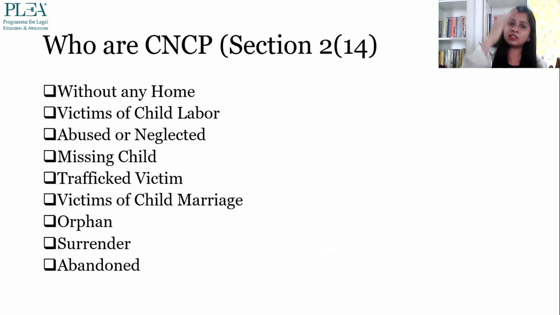Now, this is what categorizes a child to be a child in need of care and protection. While the CCL's definition, like I've already mentioned, is very simple. Any child who has committed a crime as per the IPC, that child will be a child in conflict with law. So let's understand what are child in conflict with law, or CNCP.